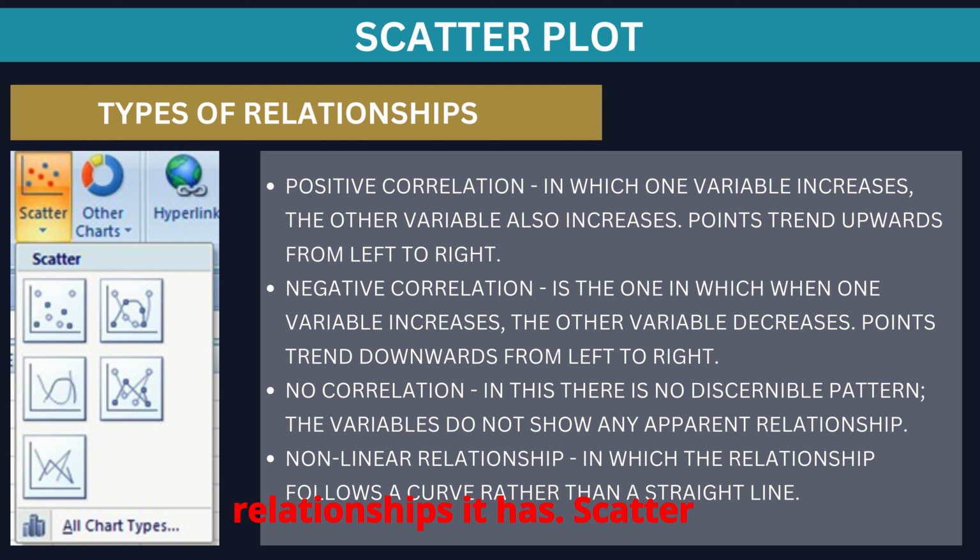Let's see the types of relationships it has. Scatter plots can reveal several types of relationships between variables. Positive correlation, in which when one variable increases, the other variable also increases. Points trend upwards from left to right. Negative correlation is the one in which when one variable increases, the other variable decreases. Points trend downwards from left to right. No correlation: in this there is no discernible pattern, the variables do not show any apparent relationship. Nonlinear relationship, in which the relationship follows a curve rather than a straight line.